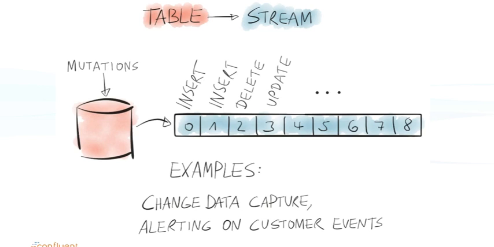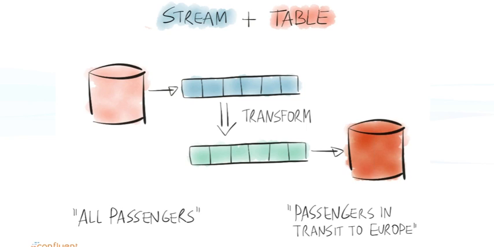Then also very common are situations where you have a stream and a table and you want to combine them in the pipeline. So for example, you would have a table that is constantly being updated about all the passengers of your airline, and you want to get the latest information about these customers, and so you capture it into a stream. Then you want to do the analysis on top of that stream to create another derived view, which would be, for example, all the passengers that are currently in transit to Europe that are at risk of missing their connecting flights. So again, you have tables and streams, and you combine them in your pipeline.